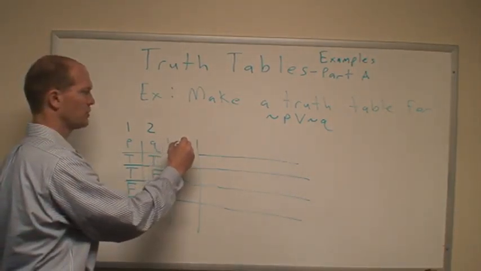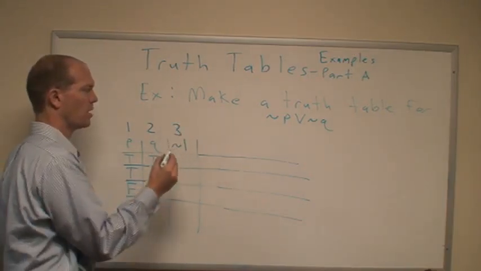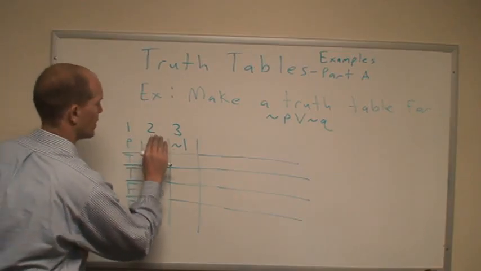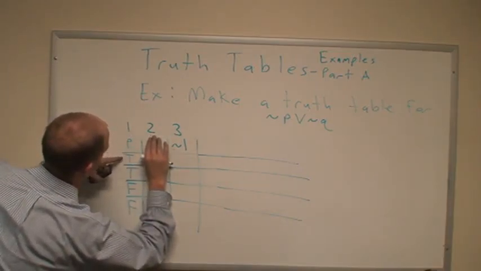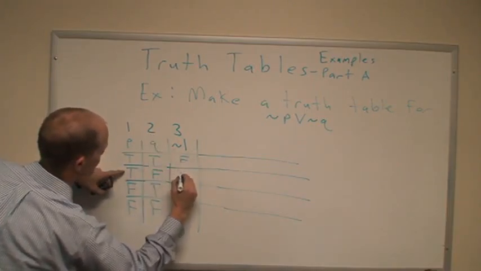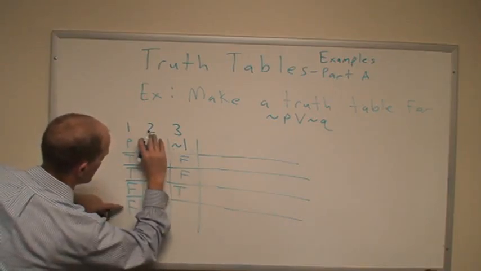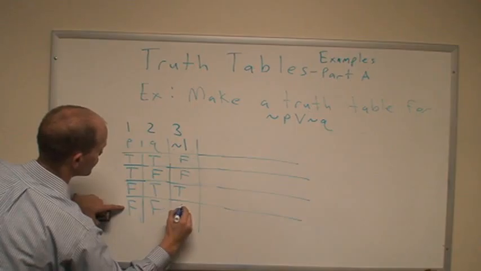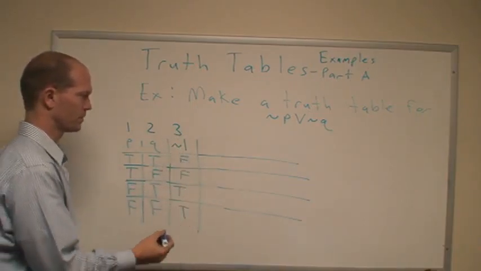I'll take the negation of 1, that is not P, put that in column 3, and I want to see that I'm negating what's in column 1. Well, negation of something that's true is false. Negation of something that's true is false. Negation of something that's false is true. Negation of something that's false is true. So I should have in column 3: false, false, true, true.